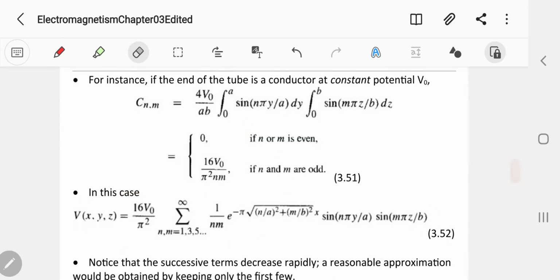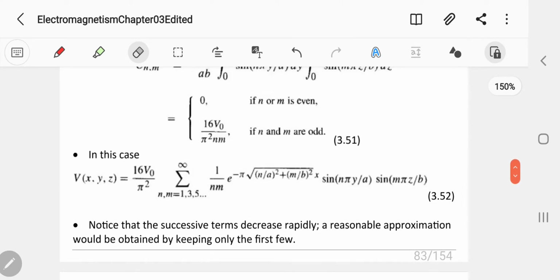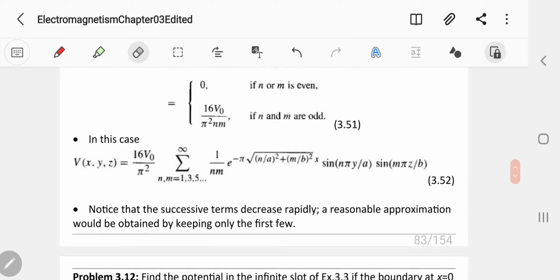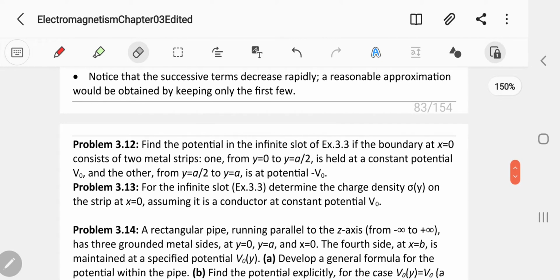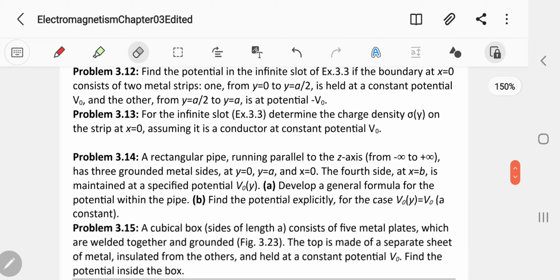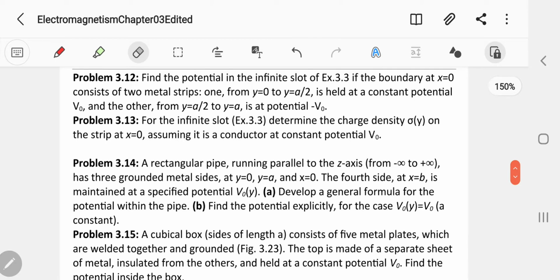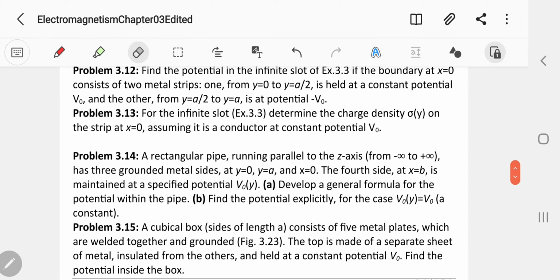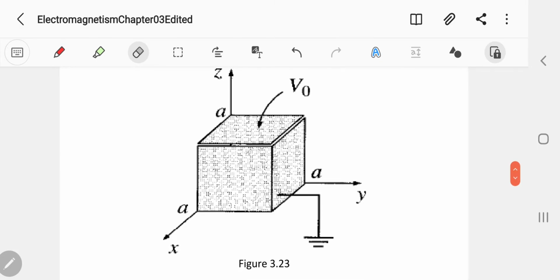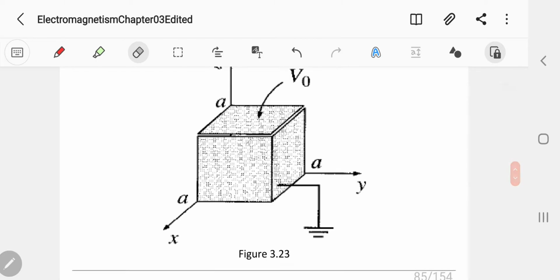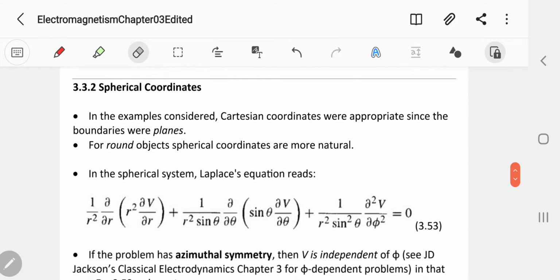And now we can see, you can actually plot this in the computer in your computational class and see how beautiful the potential looks like. You also have problems here, which I can show you and take a screenshot of that. And yeah, there's a figure of the problem. You can take a screenshot. And then we'll now go to the spherical coordinates.